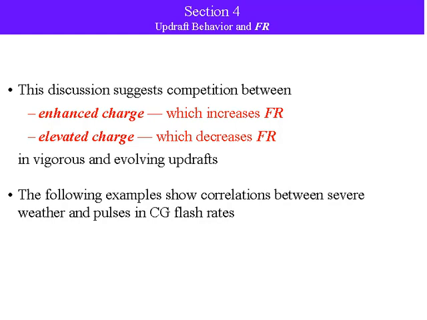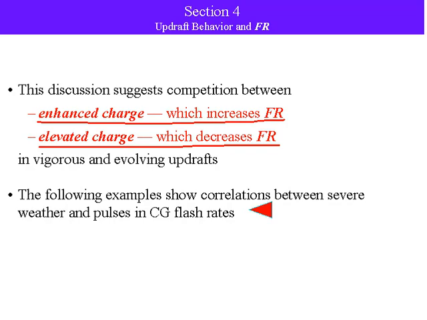So this discussion suggests that we have a competition going on in these vigorous and evolving updrafts, which we find within supercells. We have an enhanced charge, which would increase the flash rate. At the same time, we may have some elevated charge associated with a strengthening updraft, which would actually decrease the flash rate. And this sort of suggests how we would see a pulsing activity within the lightning activity of a supercell. The following examples show the correlations between severe weather and pulses in the CG flash rates.